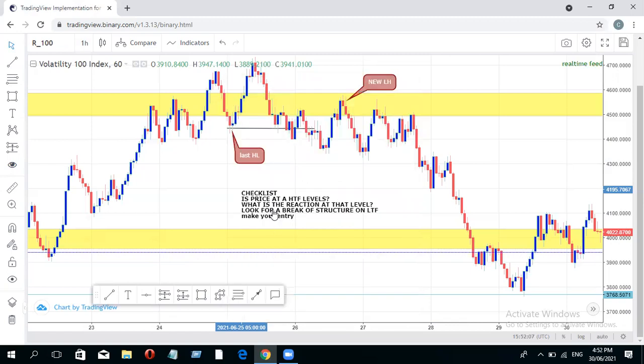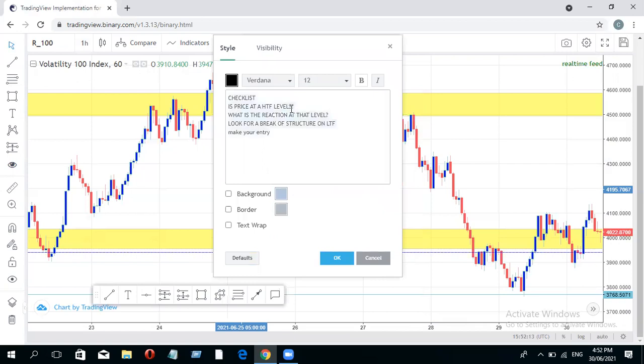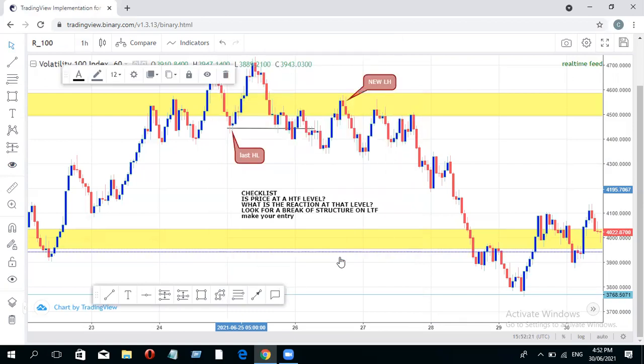Is price at a higher time frame level? That's the first thing you look out for. What is the reaction at that level? Is it rejecting? Is it giving a reversal confirmation? Is it giving you the pin bar, the inside bar, those reversal patterns? You can read that up.